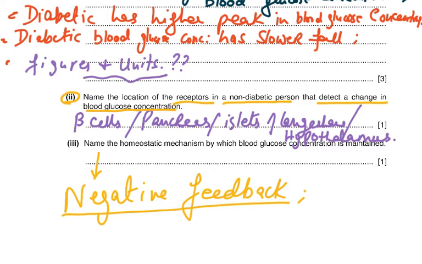Then name the homeostatic mechanism by which blood glucose concentration is maintained. There's only one homeostatic mechanism, which everybody should know: negative feedback, which is part of the syllabus point. When you revise your paper 4, you must go through the syllabus point by point and see that you've understood each and every point of the syllabus. That is what they're going to ask you in the exam.